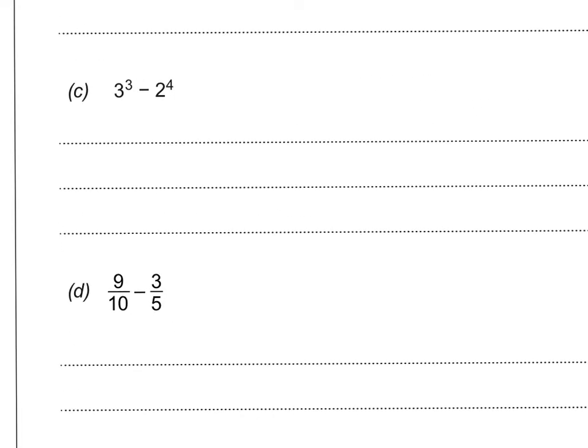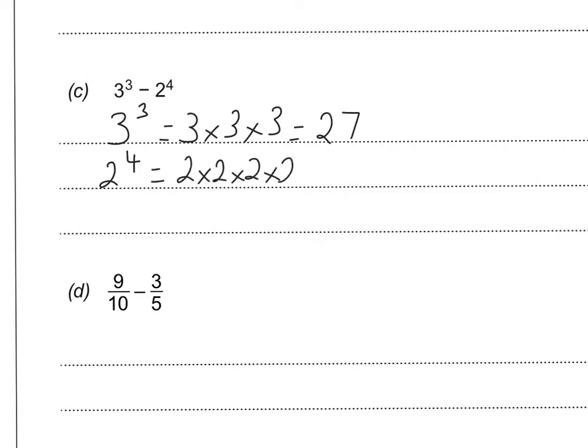Question C, I've got 3 cubed, take away 2 to the power of 4. So 3 cubed, remember, is 3 times 3 times 3, which gives me 27. 2 to the power of 4 is 2 times 2 times 2 times 2, which is 16. Therefore, 3 cubed take away 2 to the power of 4 is equivalent to 27 take away 16, and therefore we have an answer of 9.